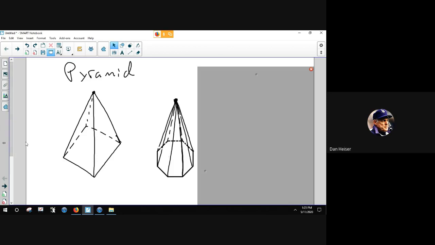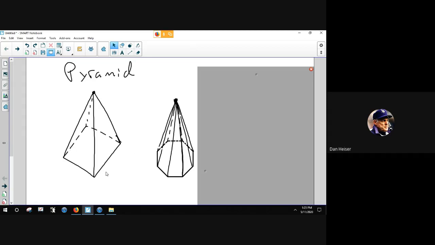Now, a prism had two base faces. A pyramid will only have one because there really is no ceiling. You can think of the ceiling as a single point, not a polygon. So a pyramid will only have one base face, one base polygon. And with a prism, all the lateral faces are parallelograms. With a pyramid, all the lateral faces are triangles.